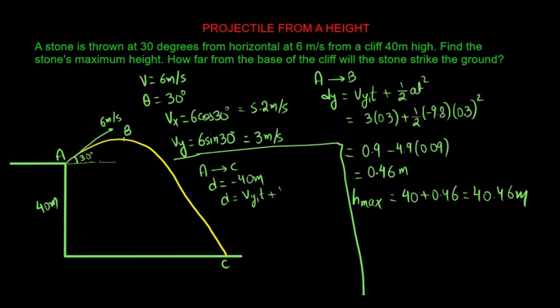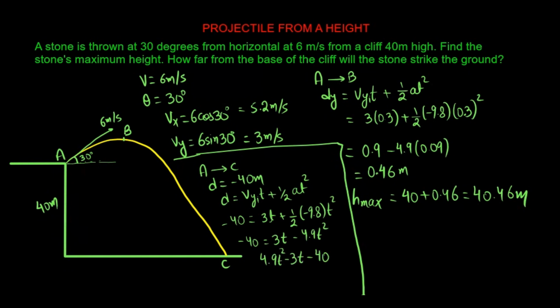We know this equation again. Displacement equals V initial t plus half AT square. V initial is the velocity at A, which is 3. A is minus 9.8. We don't know the time. So when we plug in the values, we get this line here. Half times minus 9.8 is minus 4.9. We can bring everything on the left side of the equal sign, and now it becomes a quadratic equation. Use the quadratic formula. You get t equals 3.2 seconds.